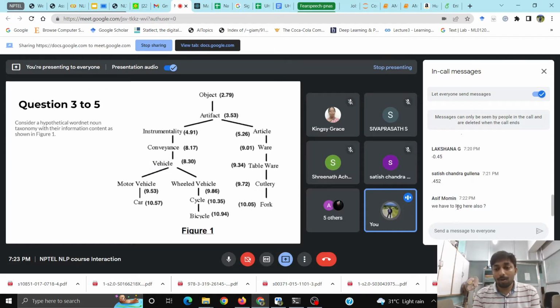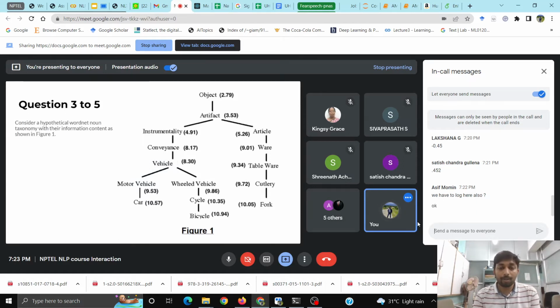No, we do not need the logarithm here because we are directly given the IC. If we are given the probabilities, then we have to take the log. So none of the questions here will be having the log.